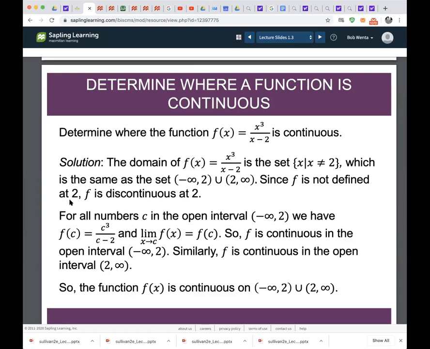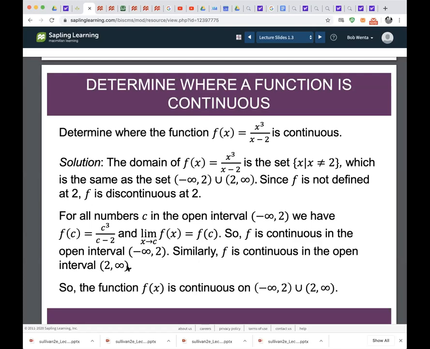Since f is not defined at 2, f is discontinuous at 2. For all numbers on the open interval, we have everything works. All the values work. The rules work. The limit as x goes to c of f of x is f of c. And so f is continuous on the open interval negative infinity to 2. Similarly, f is continuous on the open interval 2 to infinity.